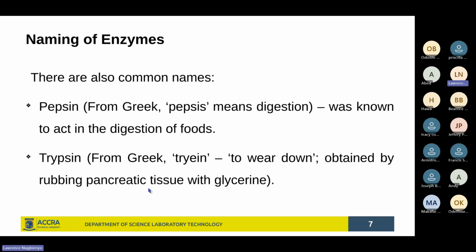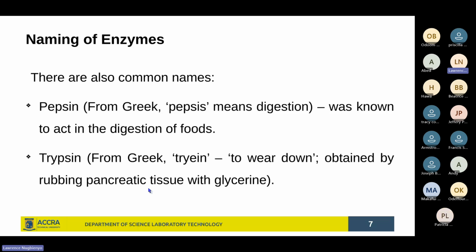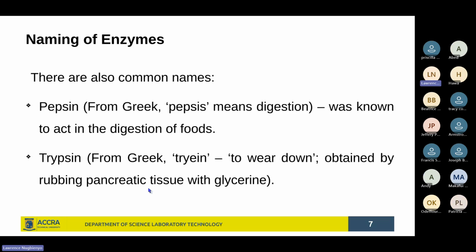Then we saw some common names as well, and a common name such as pepsin, which simply is from a Greek word, pepsis, which means digestion, because it was one of the first enzymes that was discovered, and it was discovered in the digestive fluids. So it was known to be acting or participating in the process of digestion. And so the name pepsin was given to it.